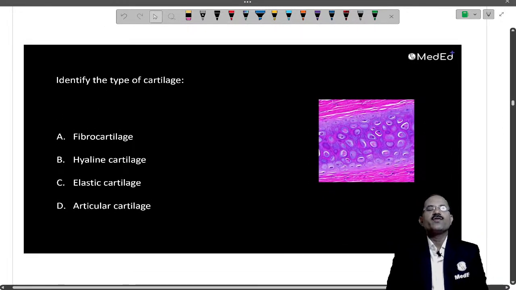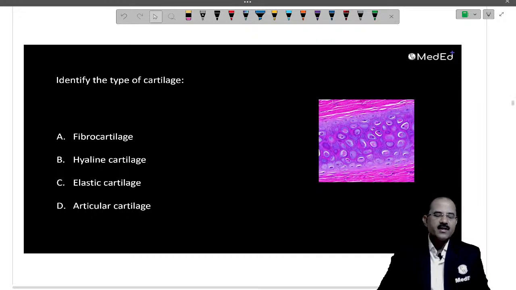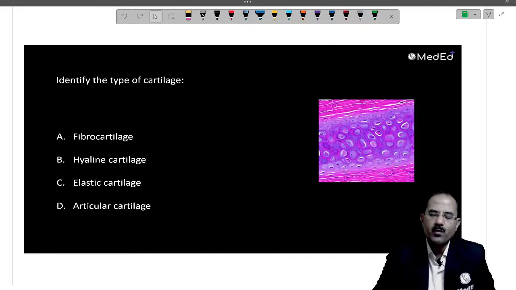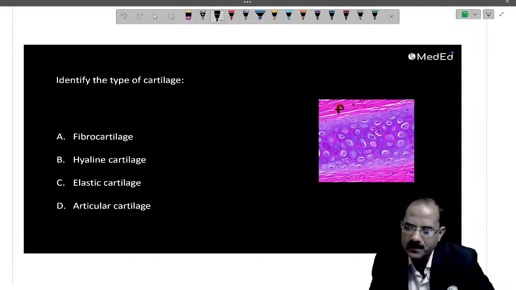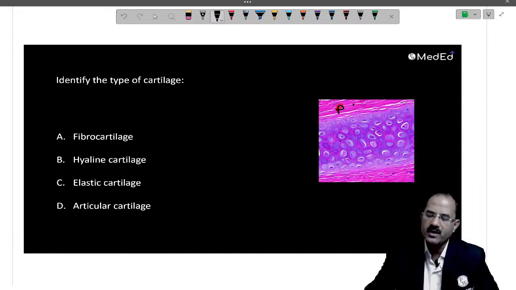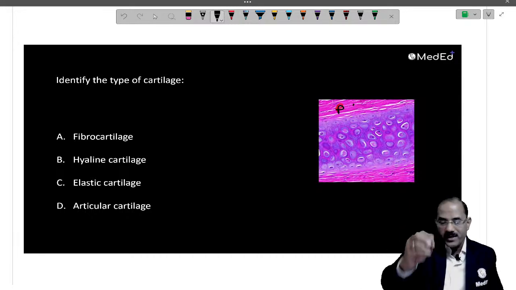Identify the type of cartilage. Can anyone tell me what is this cartilage? So what are you seeing here? Look, number one. What is this? Number one, this is a perichondrium. Look, number one, did I not tell you this is a perichondrium? What are these chondrocytes? Look, these are the chondrocytes, and the chondrocytes are very large. You can see these large chondrocytes. They're not present in groups.